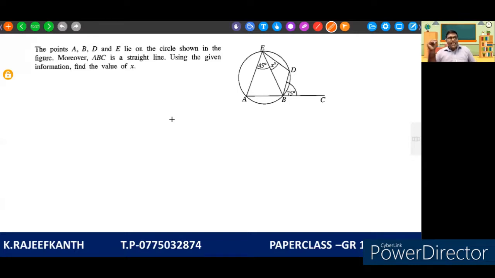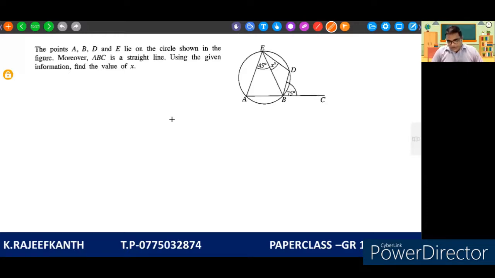The points A, B, D, and E lie on the circle shown in the figure. That means that ABDE is a cyclic quadrilateral, because the 4 vertices of that quadrilateral are on the circumference of the circle. Moreover, ABC is a straight line. That means that DBC is an exterior angle of that quadrilateral. Using the given information, find the value of x.